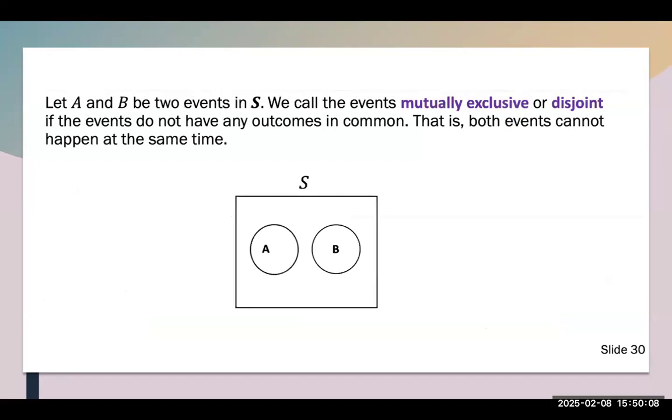Here I have a Venn diagram. I have set A and set B, and notice that they do not overlap. Mutually exclusive, we said, means they don't have anything in common, so they're not going to overlap. When we have mutually exclusive or disjoint events, the same meaning here, then both events cannot happen at the same time.